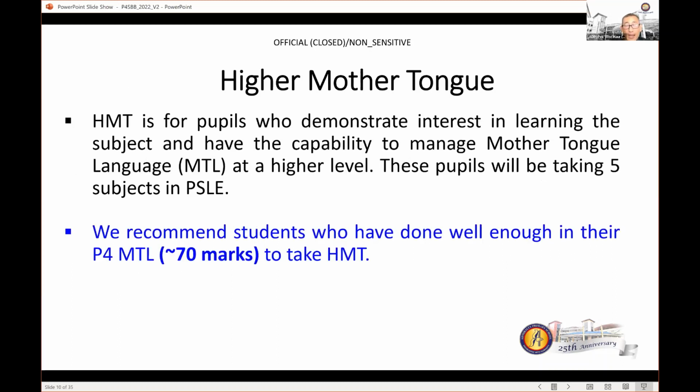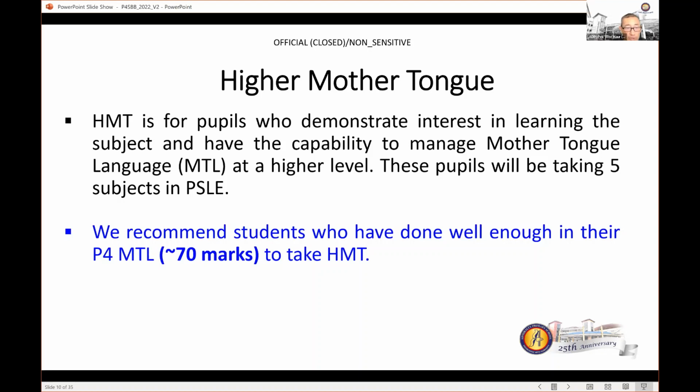Next, I want to move on to higher mother tongue. Higher mother tongue is for pupils who demonstrate interest in learning the subject and also have the capability to manage their mother tongue language at a higher level. These students will be taking an additional higher mother tongue subject in the PSLE, on top of the mother tongue subject that they will be taking. The higher mother tongue score is not added into the AL scores. It will be kept as a separate score, which we will see later on in one of the examples.